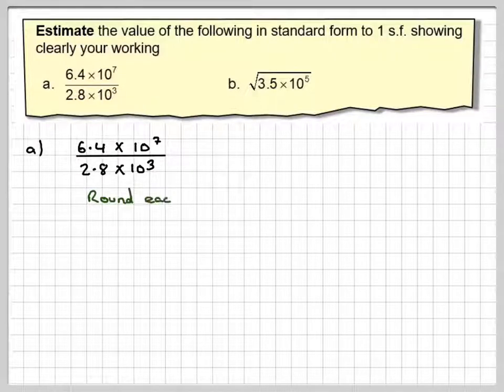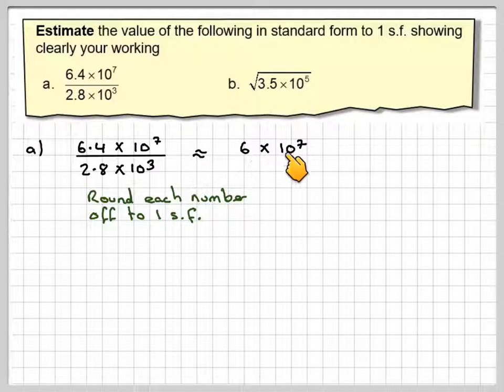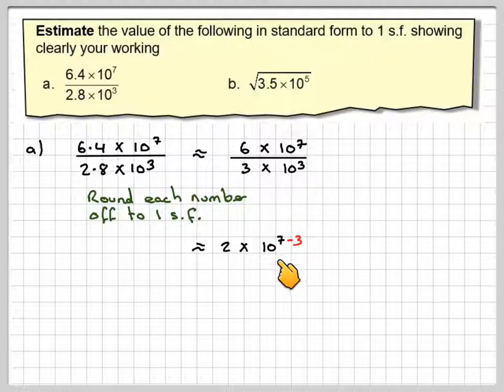So first of all, we round these off to one significant figure. So 6.4 will become 6, and there'll still be 6 times 10 to the 7, and it'll be approximately equal to, and then 2.8 will become 3 times 10 to the 3. Now 6 divided by 3 is approximately equal to 2, and then this becomes 10, and what you do is you subtract the power, so it's 10, 7 minus 3, so it gives me an answer that's approximately equal to 2 times 10 to the 4.